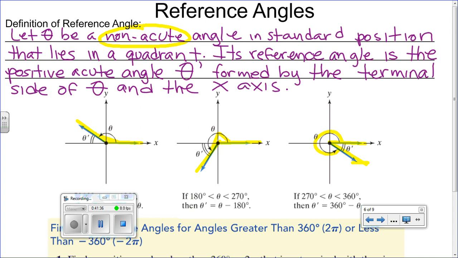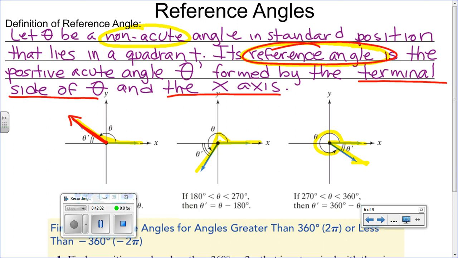So now the reference angle is going to be the angle that is formed by the terminal side of the original angle and the x-axis. So for the first example, our reference angle will go from here to here. And here is what we call the reference angle.